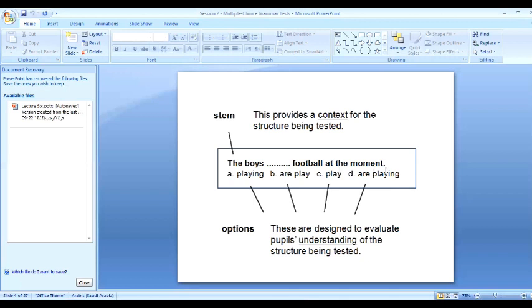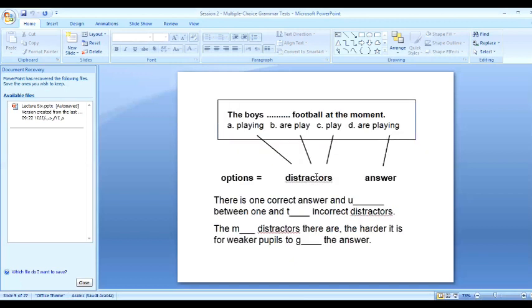This is the present continuous. A, B, C we call distractors. All of them are called options, and A, B, C we call distractors because these are incorrect answers. The answer is called the answer. So "are playing" is the answer, and the others are distractors.